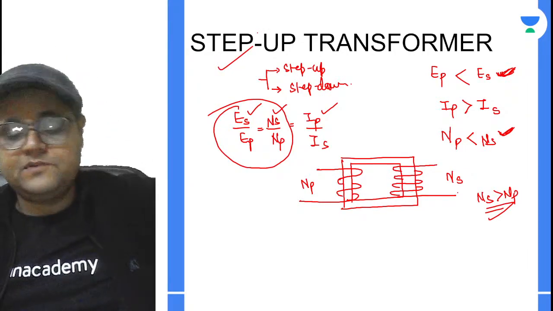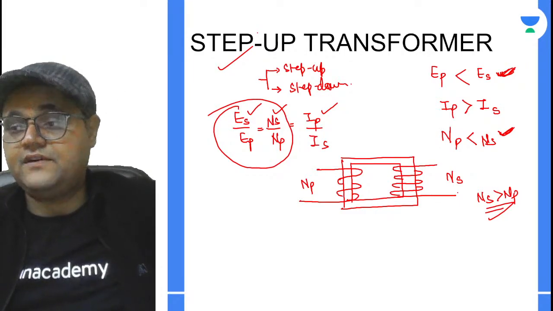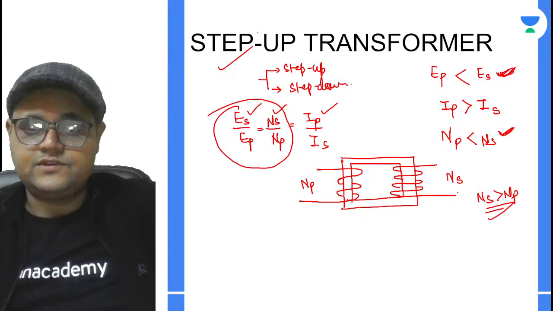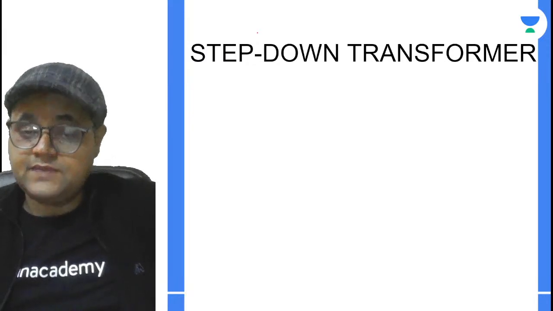So what does a step up transformer do? It steps up the incoming voltage. If you have applied 50 volts, you'll obviously be getting a value greater than 50 volts, right? Now, second, we have a step down transformer. Now, what does a step down transformer do?